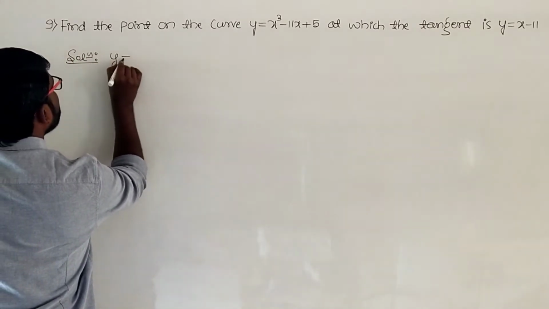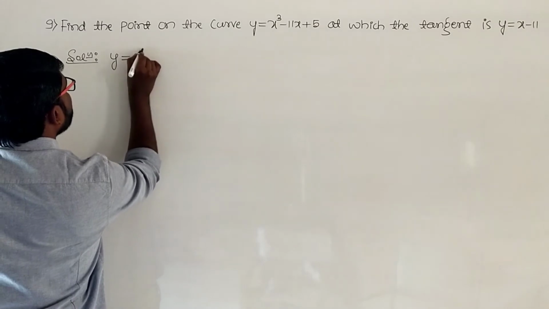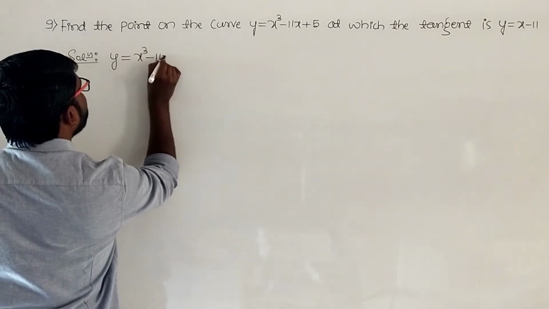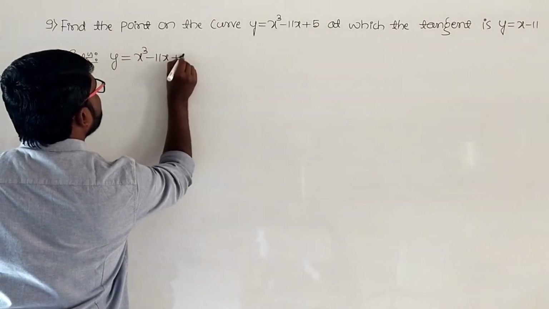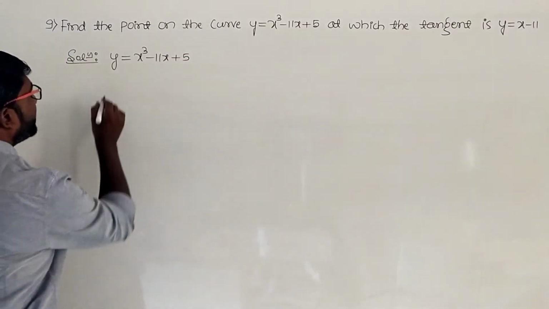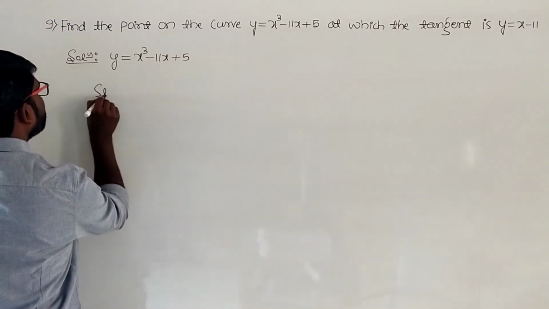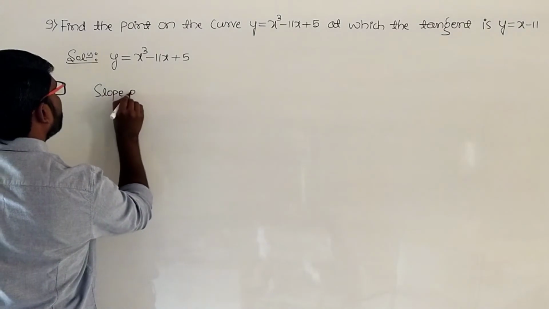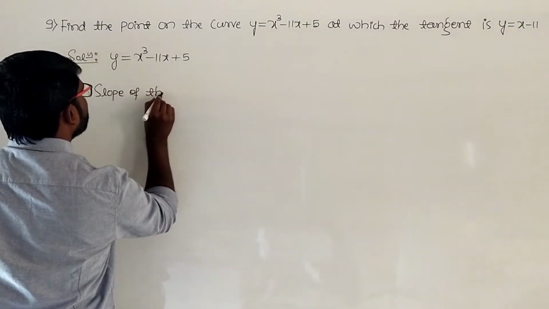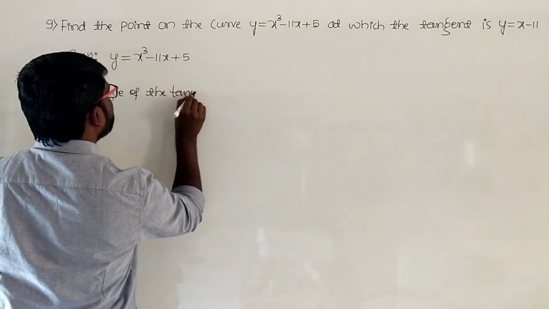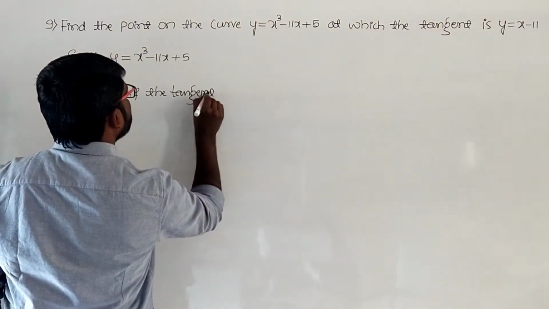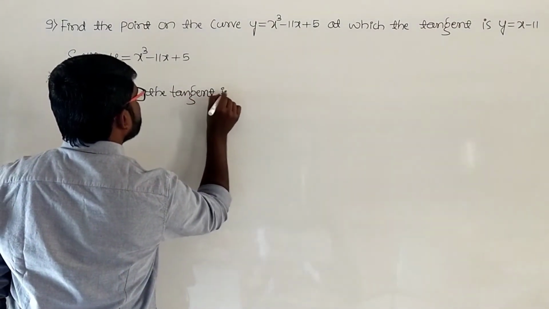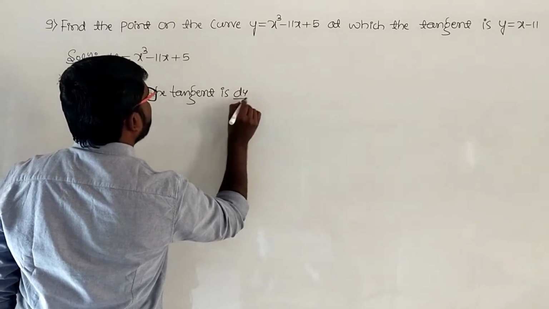So now y equals, what has he given? x cube minus 11x plus 5. So now slope of the tangent is dy by dx.